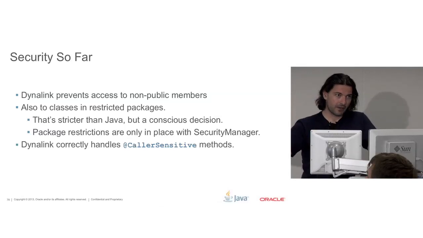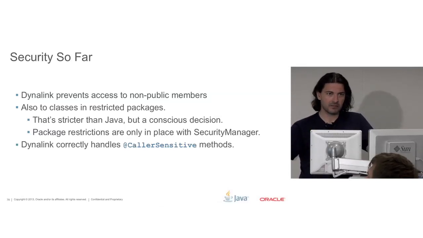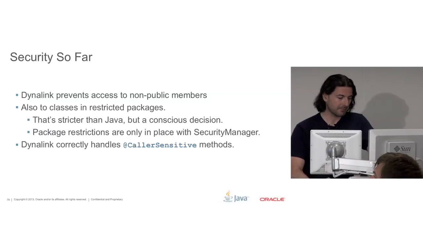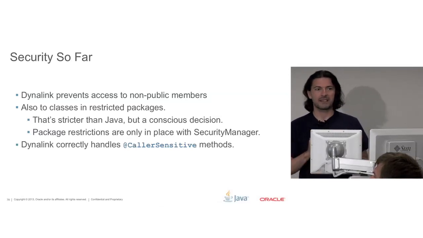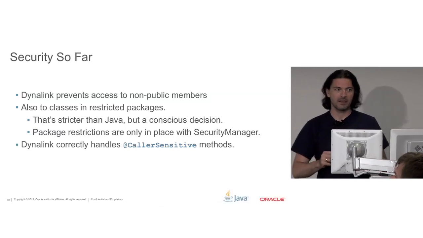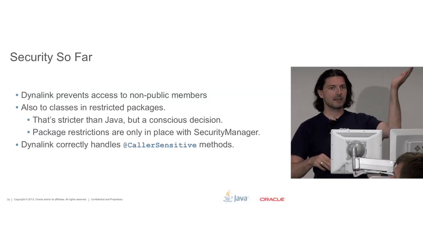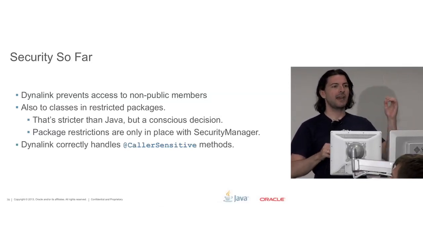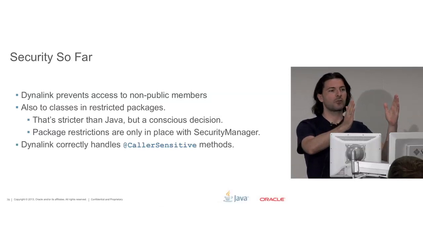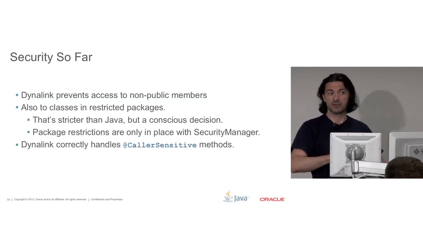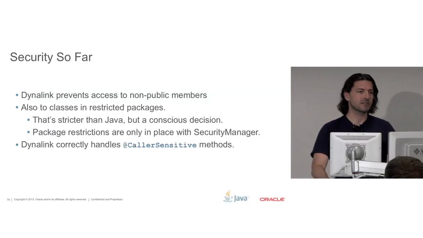So, security story so far. You have noticed that I've mentioned some security features from time to time. To recap, we prevent access to non-public members in Dynalink and also to classes in restricted packages. Now, that's stricter than Java, but that's a conscious decision so far, right? We want to be more on the safe side. So there is a set of things that Java code can do, and we cushion this a little bit for Nashorn. So Java code with appropriate privileges will be able to manipulate classes in restricted packages. Nashorn code won't be able to.